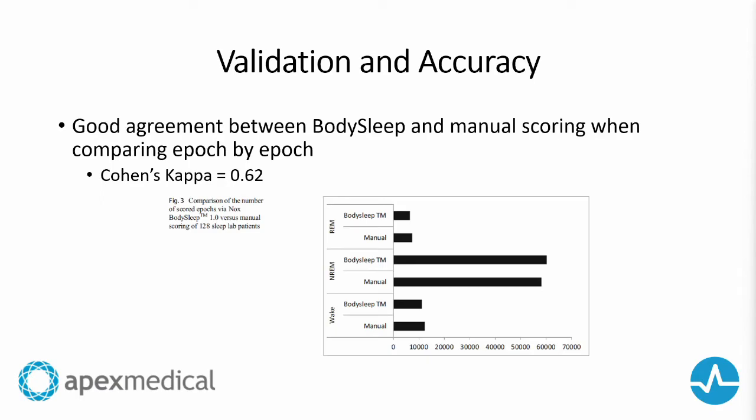So overall, the principal study analyzed a total of 77,940 30-second epochs, and as you can see from the diagram, the number of epochs scored as REM, NREM, and wake were remarkably similar between BodySleep and manually scored PSG, with BodySleep scoring slightly less REM and wake and slightly more NREM.